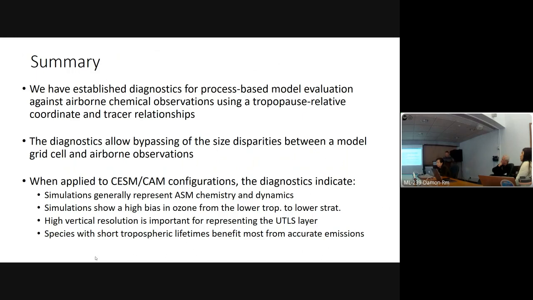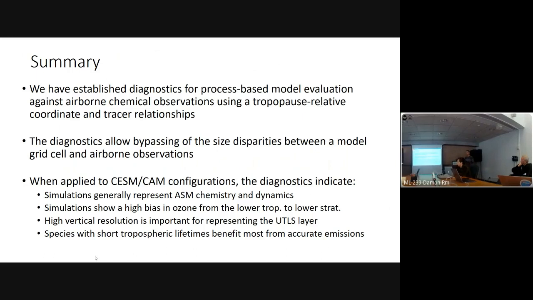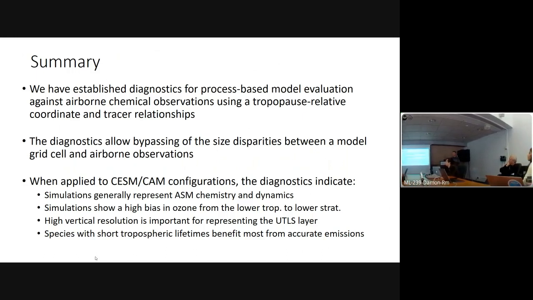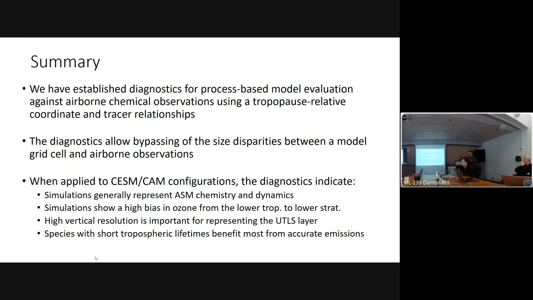Again, overall, I think a lot of the things that we've looked at are very good news for the representation of the Asian monsoon. And it really highlights that we believe that high vertical resolution as well as high horizontal resolution are both important and have tangible benefits for the representation of this kind of process.